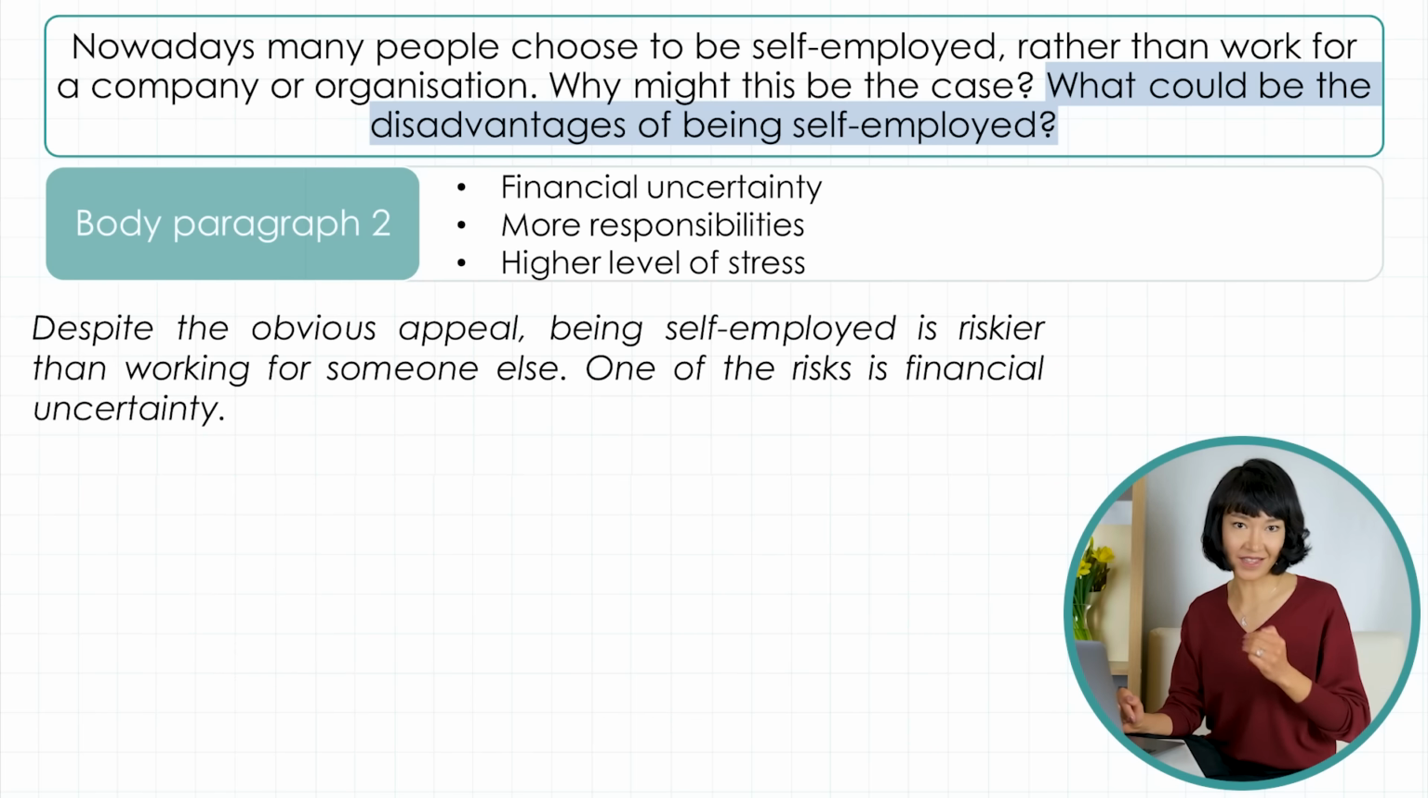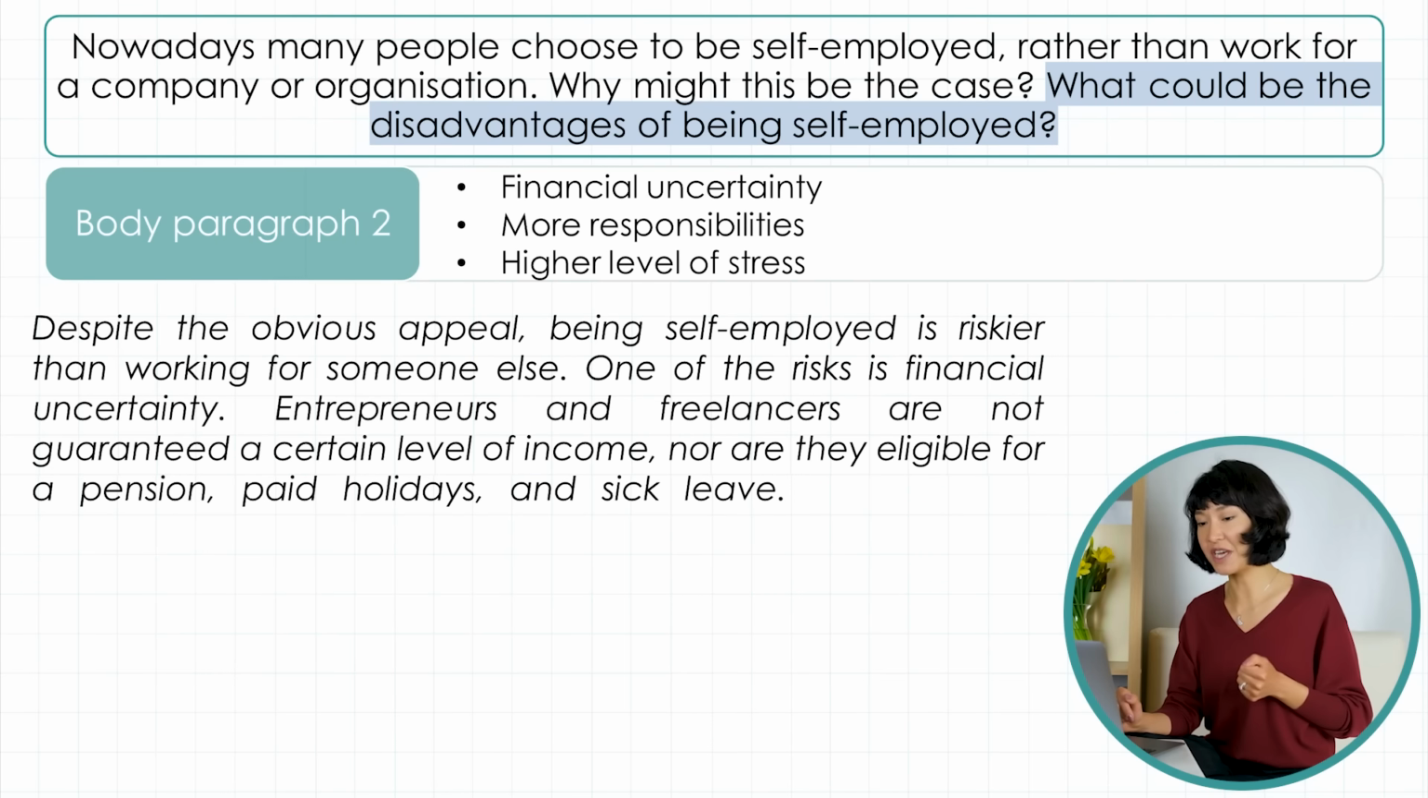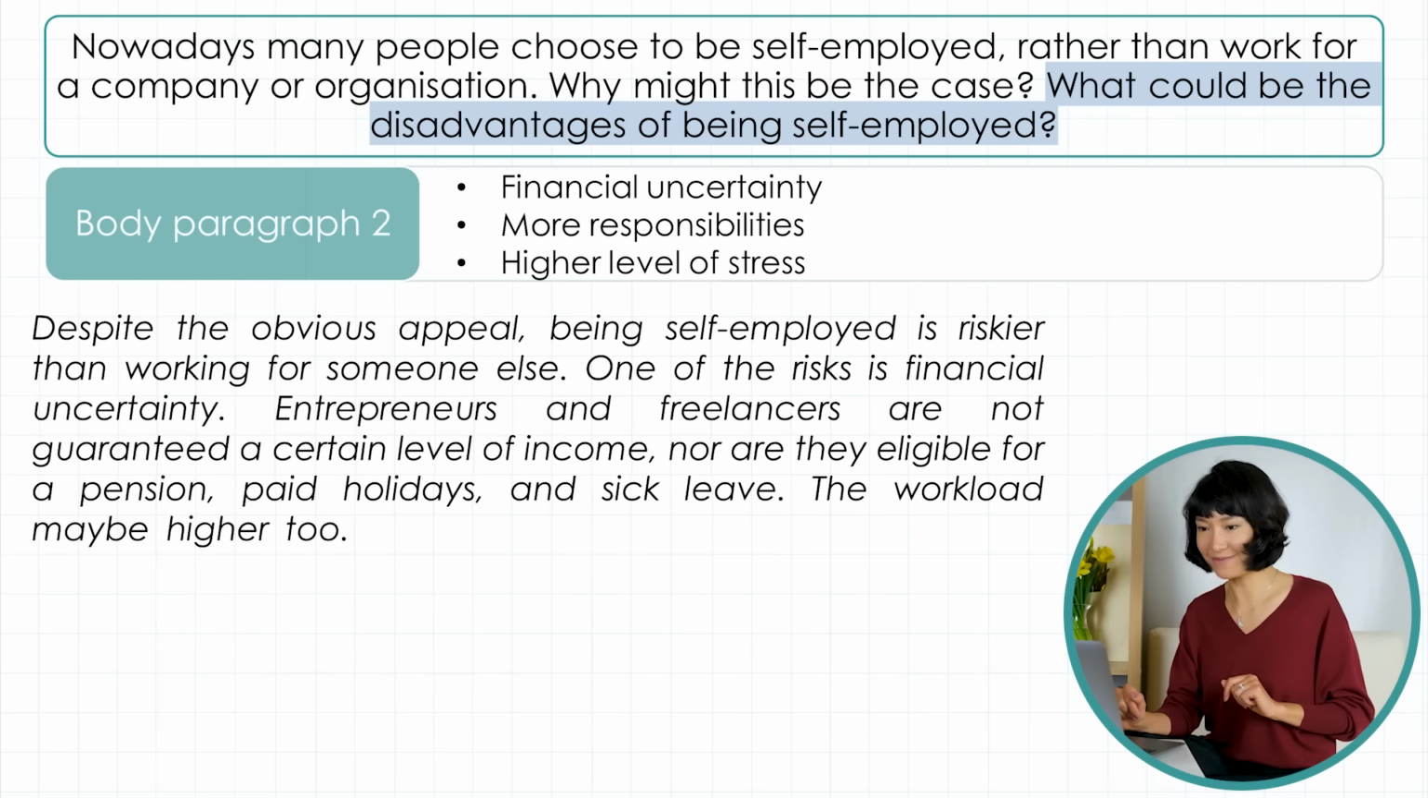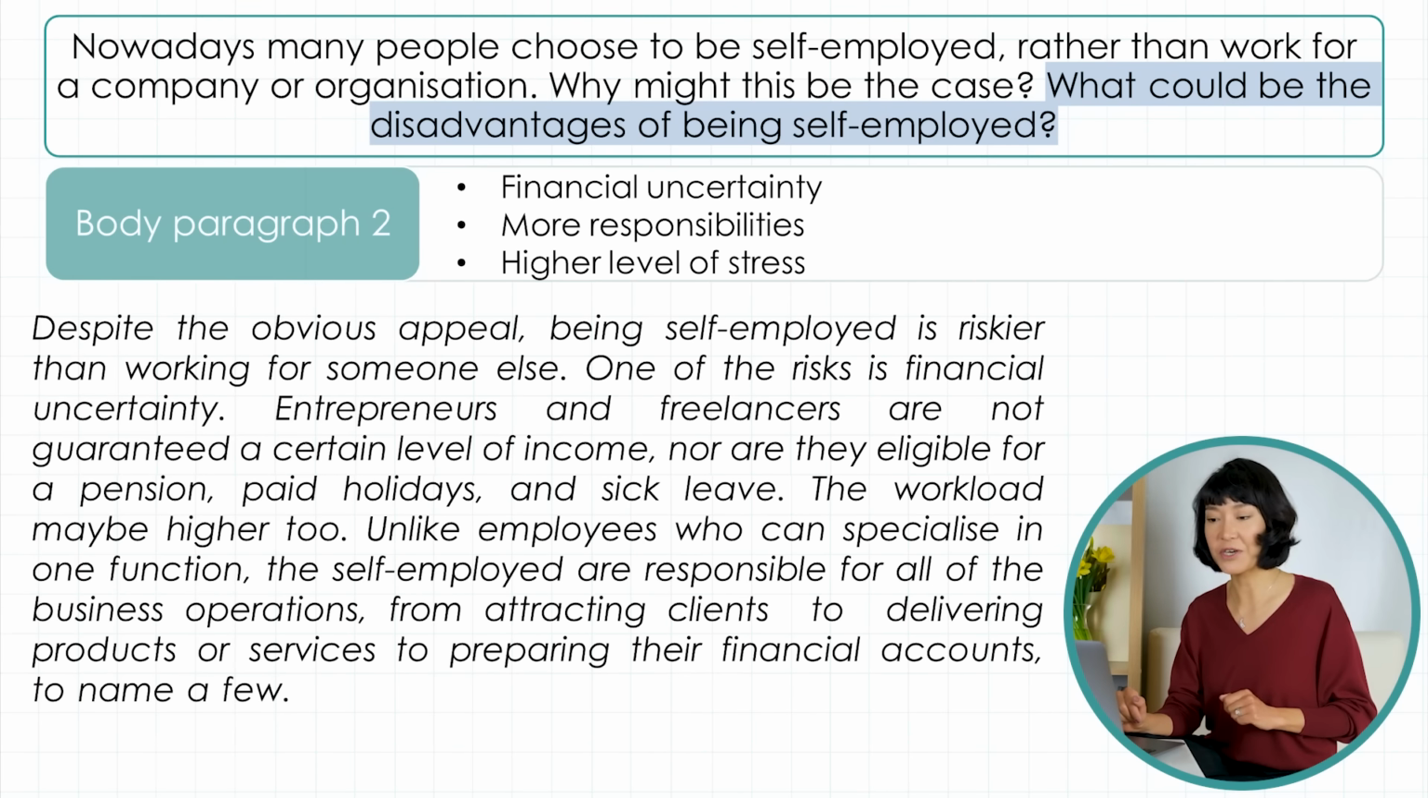This is explained in the next sentence. Entrepreneurs and freelancers are not guaranteed a certain level of income, nor are they eligible for a pension, paid holidays, or sick leave. The next sentence presents another drawback. The workload may be higher too. Again, let's explain what this means. Unlike employees who can specialize in one function, the self-employed are responsible for all of the business operations, from attracting clients to delivering products or services to preparing their financial accounts, to name a few.